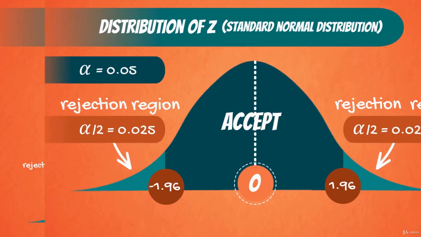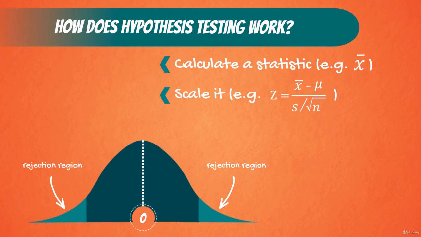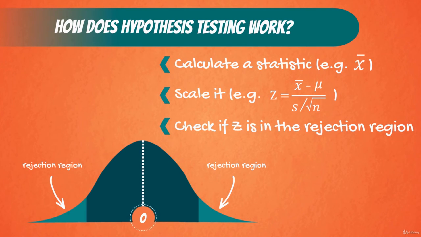That's more or less how hypothesis testing works. We scale the sample mean with respect to the hypothesized value. If z is close to 0, then we cannot reject the null. If it is far away from 0, then we reject the null hypothesis.